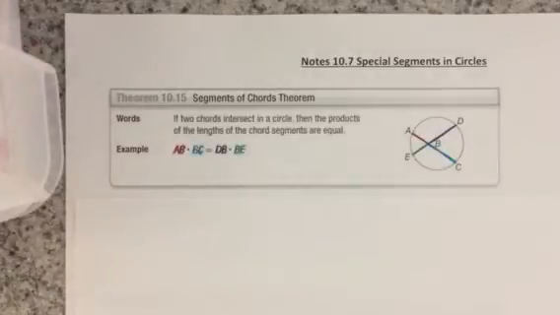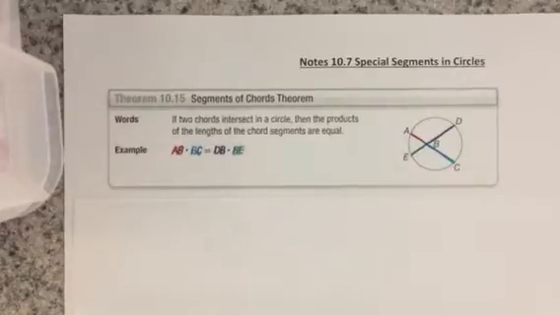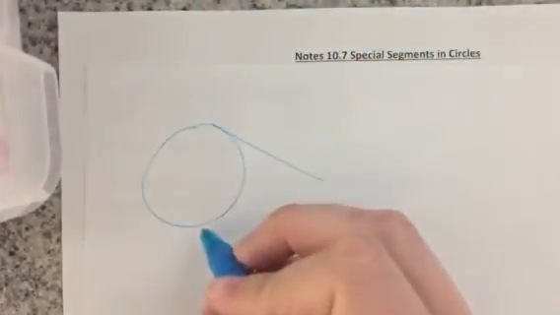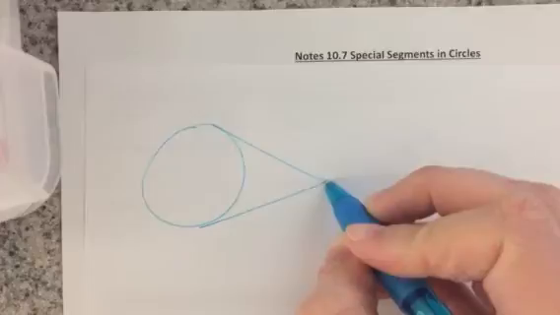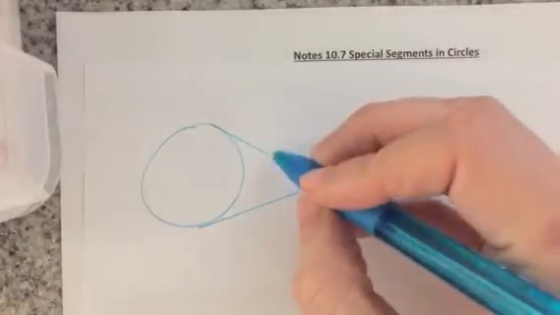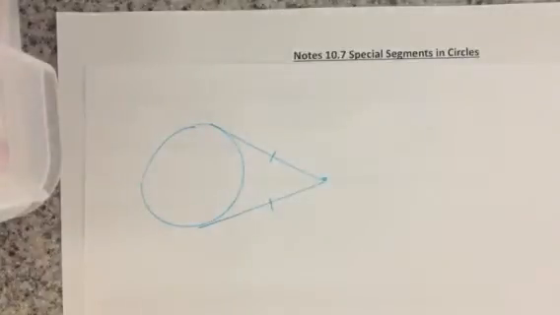All right, we're looking at 10.7, special segments and circles. So we've actually learned a couple different properties of some special segments and circles. For instance, just draw one. So we know, for instance, that if we have a tangent line and another tangent line coming from the same exterior point, we learned that these are congruent, right? So that's a special segments property.